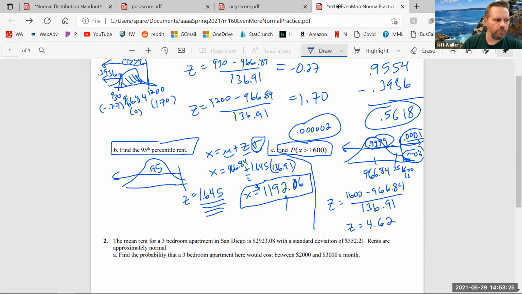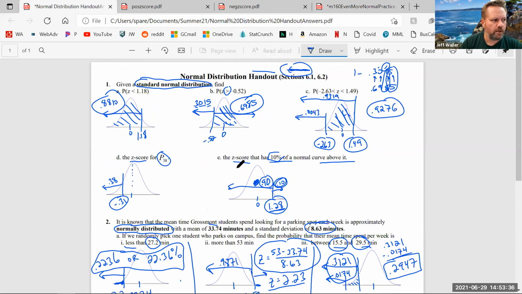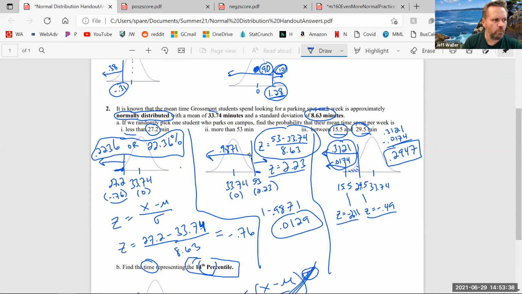Can somebody tell me, what do we keep for every probability? Has anybody noticed we keep picking one, like here we picked one bedroom. On this problem, we picked one student, correct? You guys all with me? Every problem we've done so far with the normal curve has involved picking one person or one thing, correct?